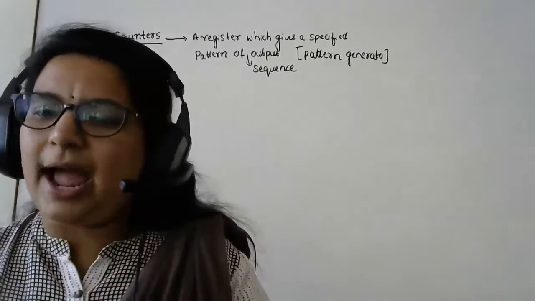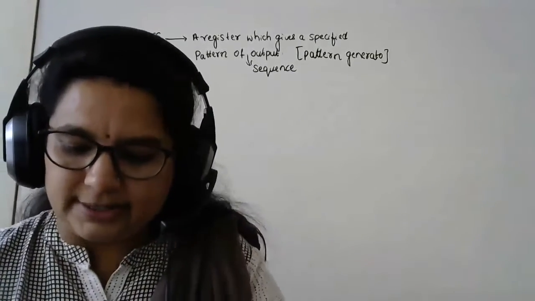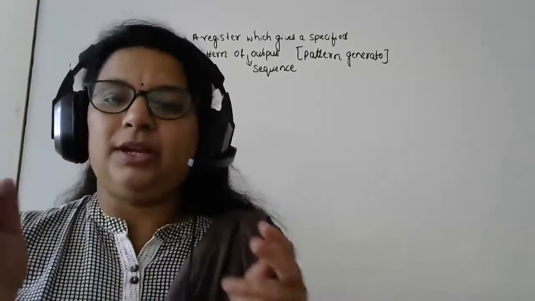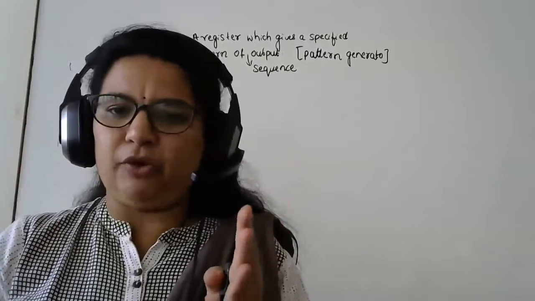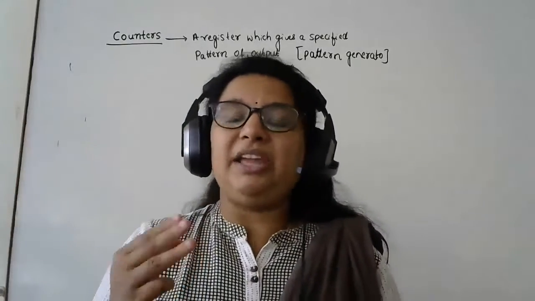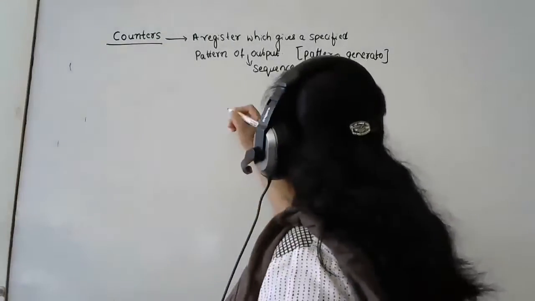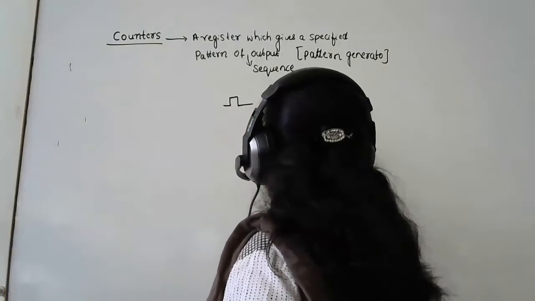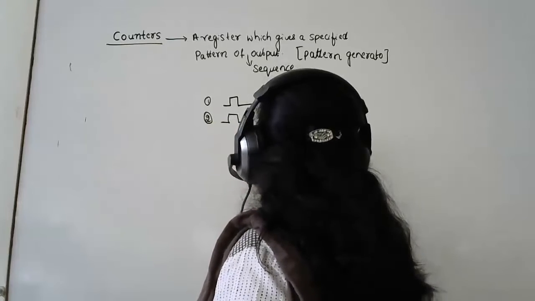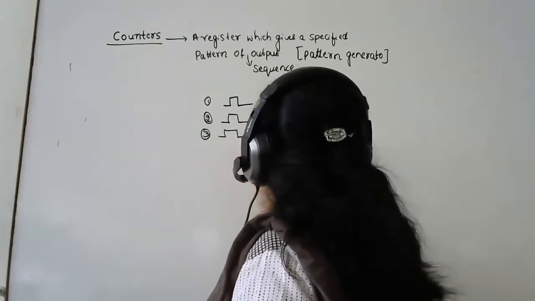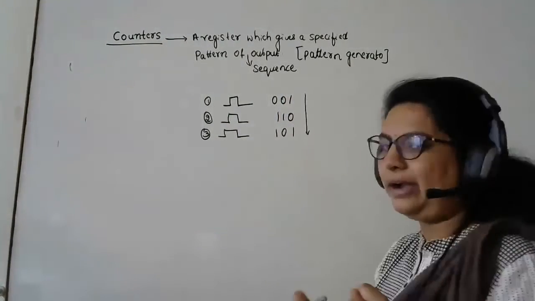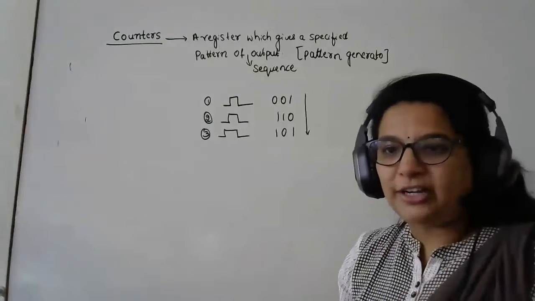Now, this counter, I said that it will be giving me output patterns, right? Whatever output I'm going to take from this register, it's just a group of flip-flops. If I say I have a 3-bit register, what do you mean by that? I'm having 3 flip-flops. And if those flip-flops are generating output something like this: in the first clock pulse, I'll get my output as 001. In the second clock pulse, 110. In the third clock pulse, 101. So I'm getting my output in a specific pattern. That's why I call it a pattern generator also.